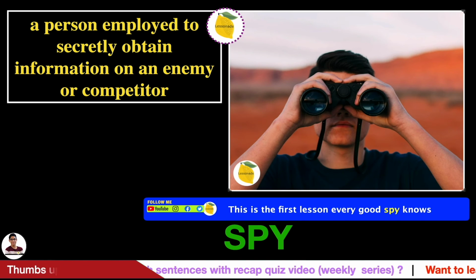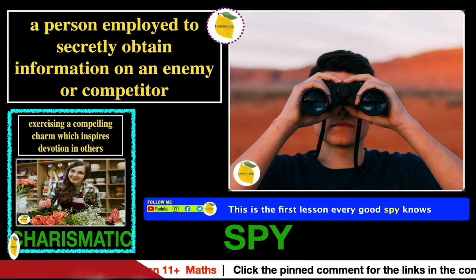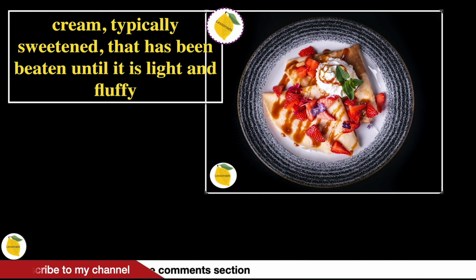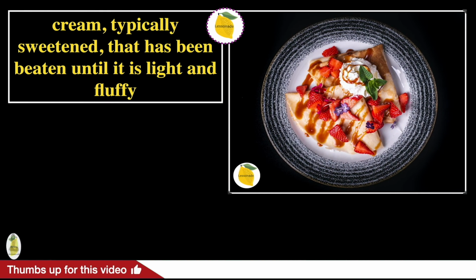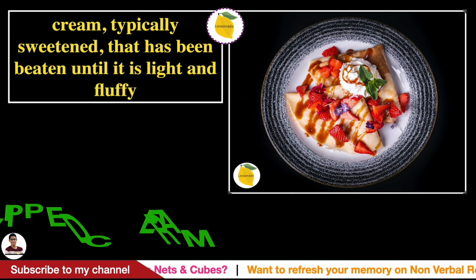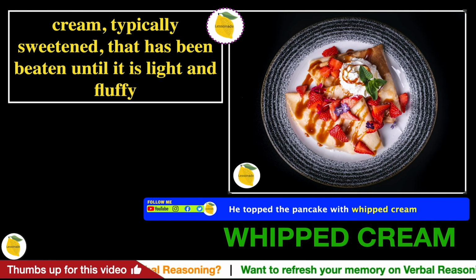So before we go on to the next one, let's try to recall the previous slide, and the previous slide is charismatic. Let's go on to the next one. The next definition we have is cream, typically sweetened, that has been beaten until it is light and fluffy. In this picture, we can see a cream that has been typically sweetened, that has been beaten until it's light and fluffy, and therefore the word will be whipped cream. And the sentence for this word is, he topped the pancake with whipped cream.